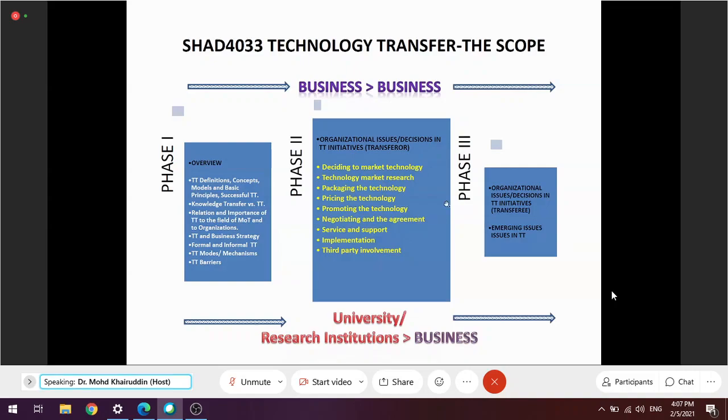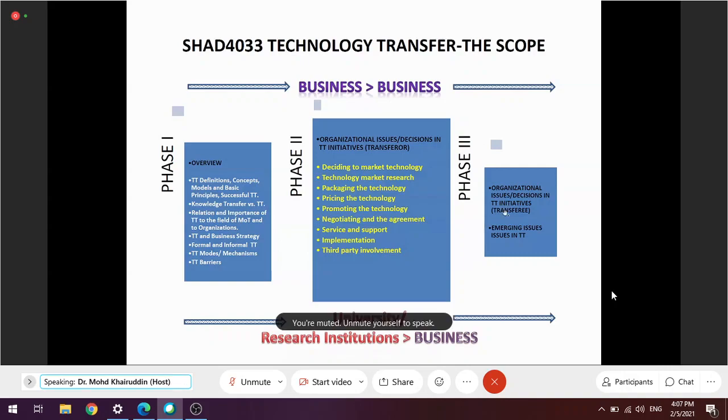And later on, we have phase number three, which is the organizational issues, decision in technology transfer initiatives from the point of view of the transferee. All right, question? Any question, guys? Lee Yuman, do you have any question? Okay, if you have any question, just raise up your voice, or you just type in the chat room. So no worries, you can interrupt me anytime.